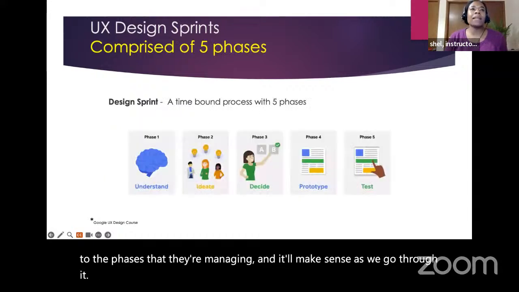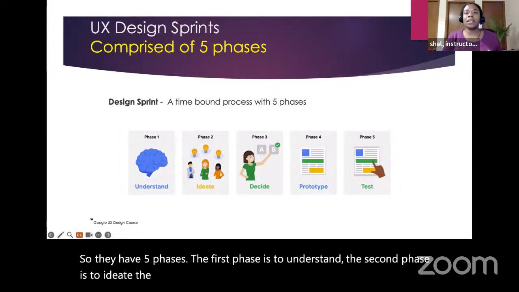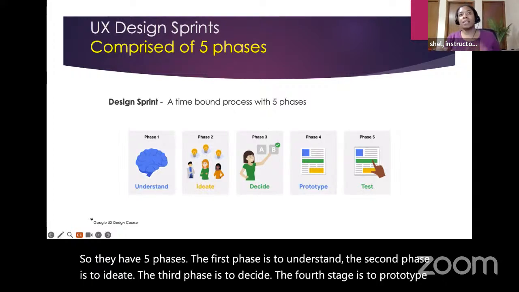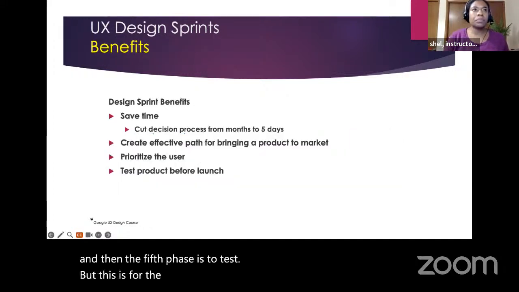So they have 5 phases. The first phase is to understand. The second phase is to ideate. The third phase is to decide. The fourth stage is to prototype. And then the fifth phase is to test. But this is for the design sprint.